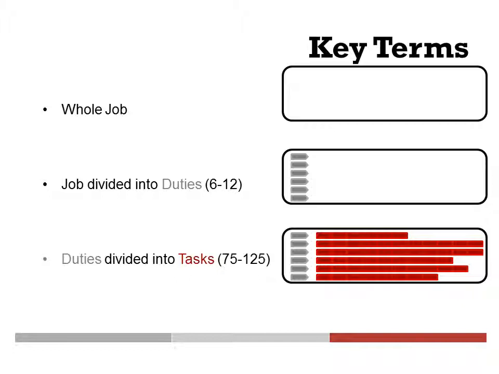Tasks are specific, meaningful units of work that result in a product, service, or decision. Duties can be divided into these meaningful units of work, and there are up to 125 tasks for any job. You can refer to the ABLE Administrator DACOM chart to see the duties and tasks that were identified for the ABLE Administrator job.